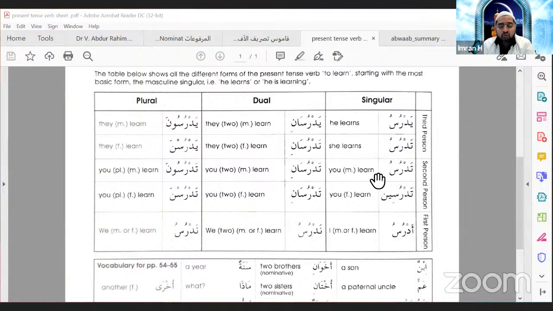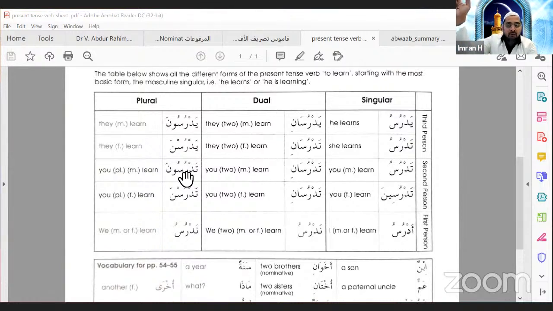Okay, so tadrusu, you one male learn. Two male learn is tadrusani. They two females learn, and you two male learn is exactly the same again, tadrusani. And then you all masculine learn is tadrusuna. So all of these six have a ta in the beginning. Tadrusuna is you all masculine learn.